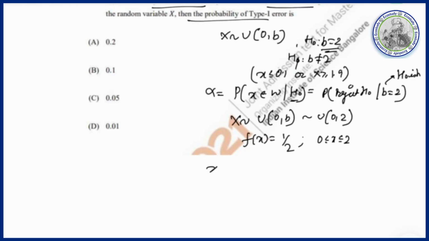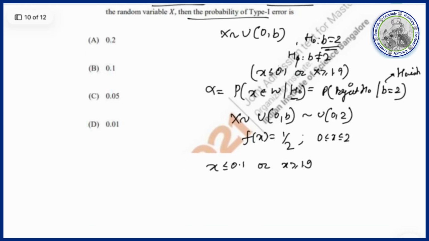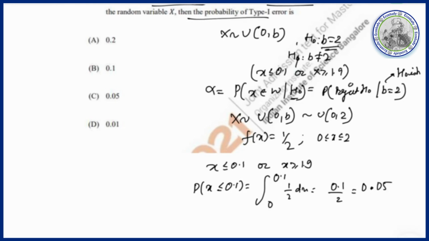Now the critical region is X less than 0.1 or X greater than 1.9, so we have to calculate for this. Probability X less than 0.1 is the integral from 0 to 0.1 of 1 upon 2 dx, that is 0.1 upon 2, that is 0.05. And probability X greater than 1.9 is the integral from 1.9 to 2 of 1 upon 2 dx, that is 0.1 upon 2, that is 0.05.